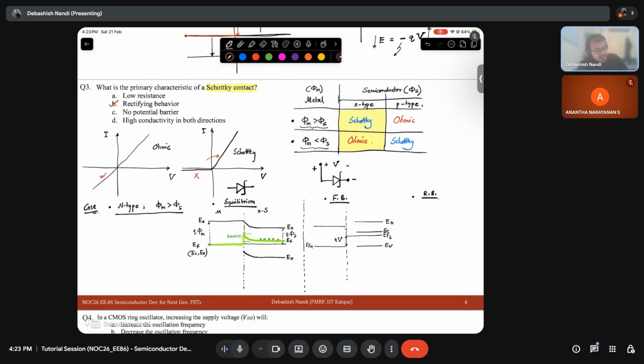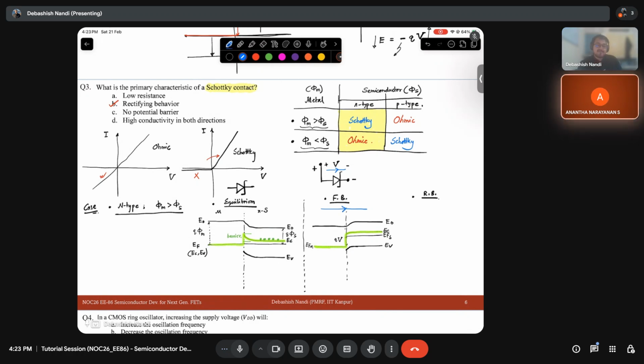Now again, the local vacuum level has to be continuous, so it will be something like this, and EC will again follow the E0 because these are the same material. So now what is my E0, or where the holes will get conducted or the electron will conduct, is this, right? Where is the electric field now? I have applied plus to minus, right? The electric field is in this direction.